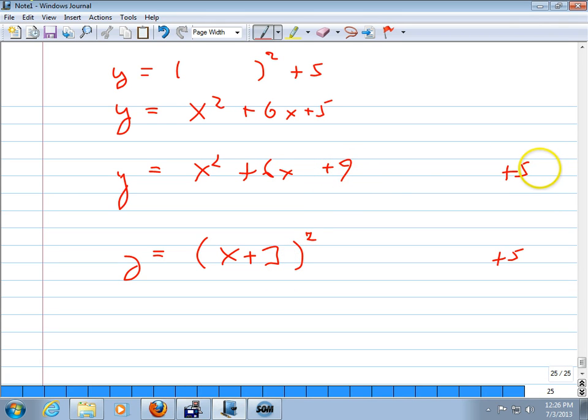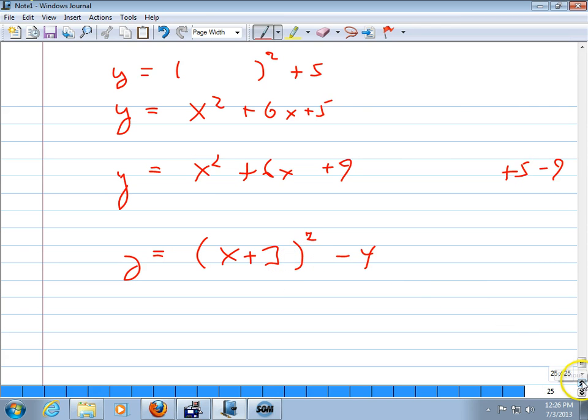So I got to fix it. Minus 9. What happens when you add 9 and subtract 9? You're adding 0, that's nothing. But what's 5 minus 9? Negative 4. So this turns into negative 4. So if you graph this, doesn't it go through negative 3, negative 4? Isn't that what we started with? Okay, so completing the square is reversing the process. Okay? That's called completing the square.